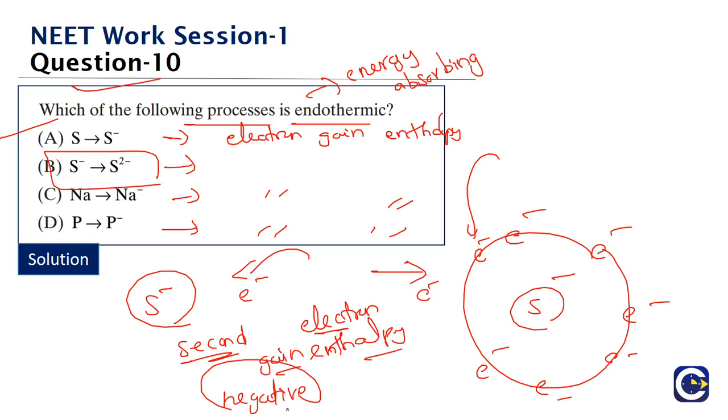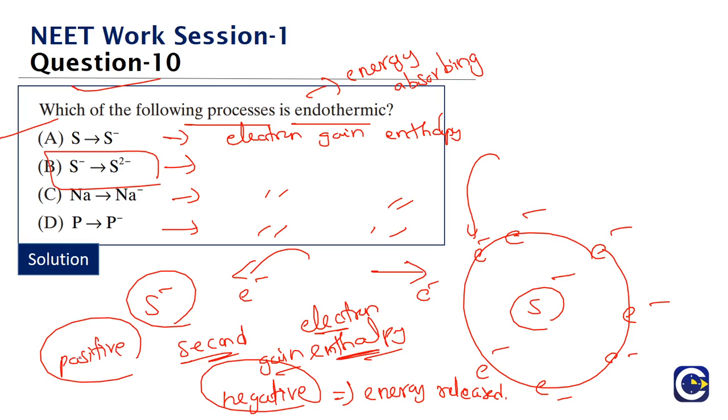We will study about this in thermodynamics. A negative enthalpy change means energy is released. But the second electron gain enthalpy will not be negative, rather it will be positive. It means to supply the second electron, we have to give energy. So this is not an exothermic process where energy is released. This is actually an endothermic process.